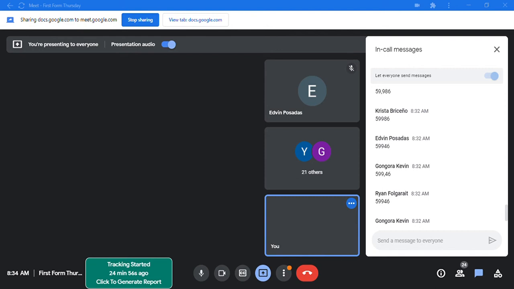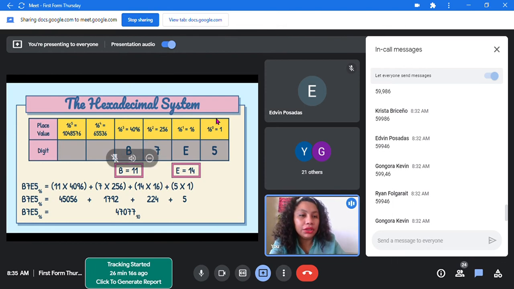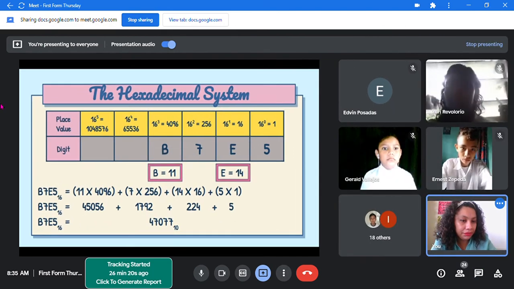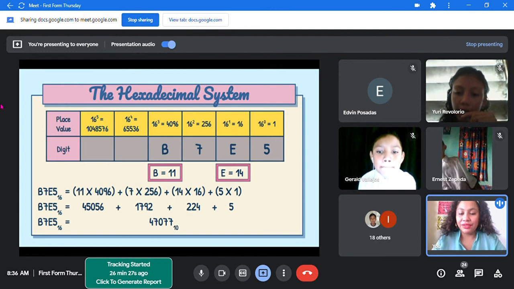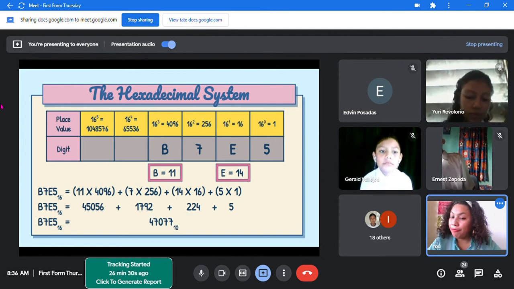I use my calculator, or I can do this manually. 11 times 4096. That gives me 45,056. 7 times 256 gives me 1,792. 14 times 16 gives me 224, and 5 times 1 gives me 5. Now I'm going to go ahead and add all these 4 numbers, and my answer should be 47,077 base 10. So that was for this question. Lots of big numbers, right? We have to be careful when we're using all of these big numbers. So this is for question number 4.